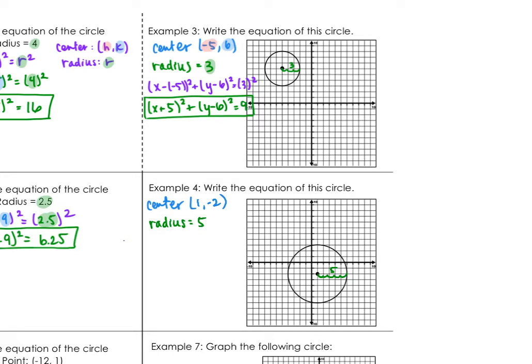So now I have my h, I have k, and I have r, and now I can just plug it in. So using the basic form of the equation of a circle, it's x minus h, so x minus 1 squared plus y minus k, so y minus negative 2 squared equals my radius squared. All right, to simplify, this just becomes x minus 1 squared plus y plus 2 squared, and 5 squared is 25.